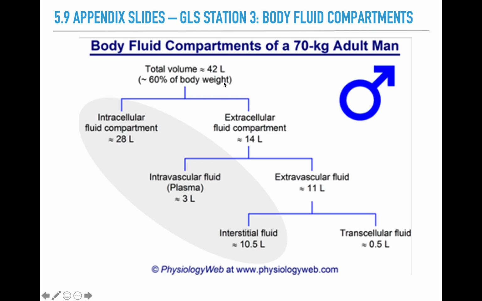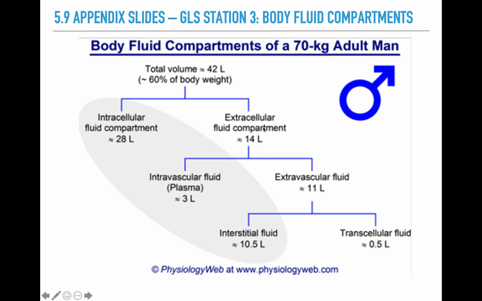So this is this. Now we've looked at the percentages. Now we're going to look at the actual volume. So let's say we have a 70 kilogram adult. So 60% of 70 is 42 liters. So there's about 42 liters of water, total body water, in an average 70 kilogram adult. So if we break that down, the 42 liters, 2/3 of it is in the cells, so that's 28 liters, and the other third is outside the cells, the extracellular fluid compartment.